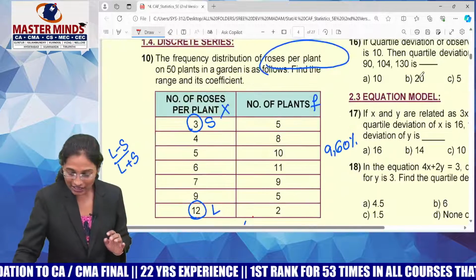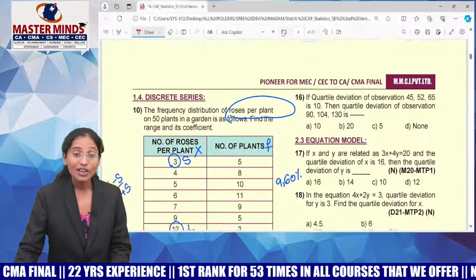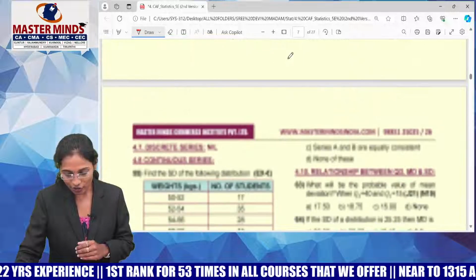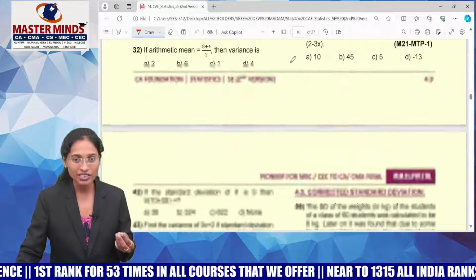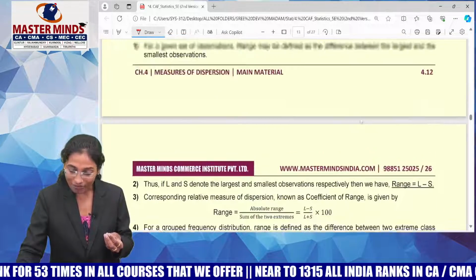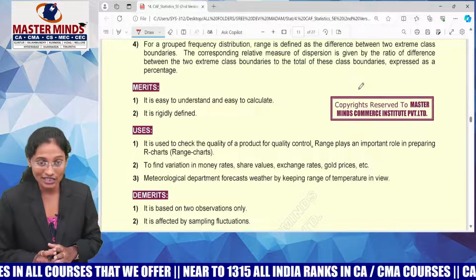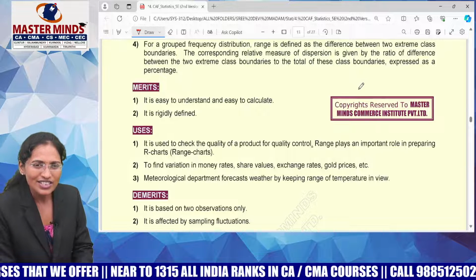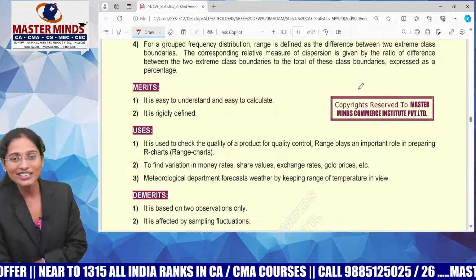Now, that is about MCQs related to range, guys. Now I'm directly moving into the theory, because you are in a position to understand the theory only after the completion of problems. You must understand what an extreme observation is and what sampling stability is. You can learn these things only after completing the MCQs related to problems. Now, let's talk about the merits and drawbacks of range. Is range easy to compute or difficult to compute? Easy to compute, and of course easy to understand also.